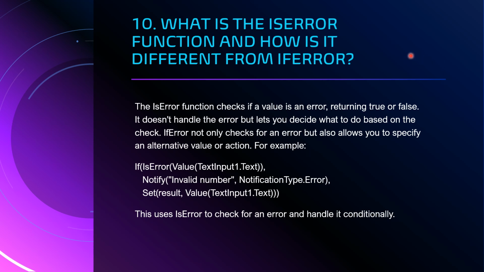What is the IsError function and how is it different from IfError? The IsError function checks if a value is an error and returns true or false. It does not handle the error but lets you decide what to do based on the check. The IfError function not only checks for an error but also allows you to specify an alternative value or action. This is the function: If(IsError(Value(TextInput.Text)), Notify(this, and the notification type we have defined here. Here we are setting the value. So this uses IfError to check for an error and handle it conditionally.